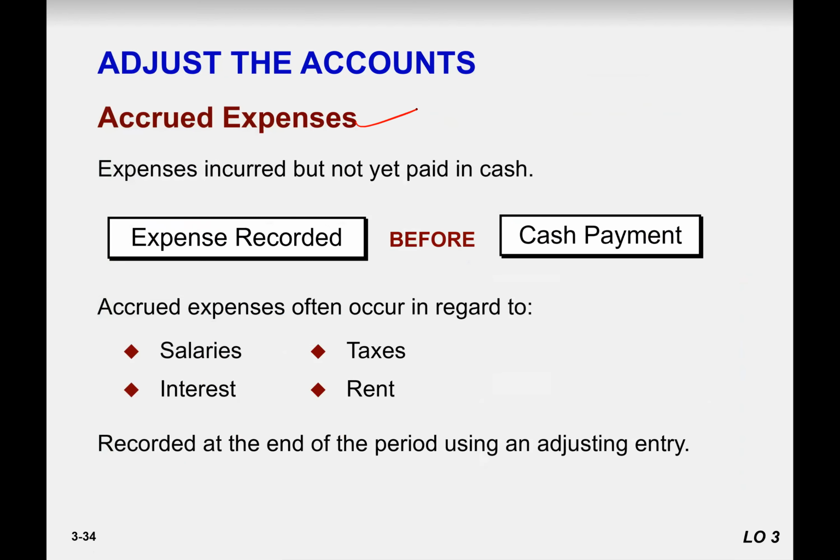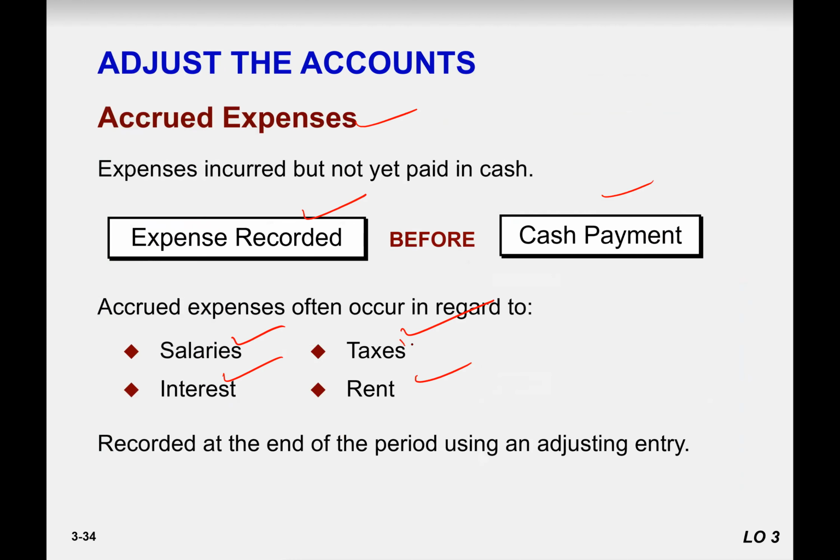Okay, now accrued expenses. Accrued expenses are the expenses that are recorded before the cash payments, which means expenses occurred but you did not pay, like salaries, tax, interest, rent. If you paid rent in advance, we call this prepaid rent, and that becomes our asset. But if you did not pay, we create a liability, right? If you did not pay, that becomes your liability.